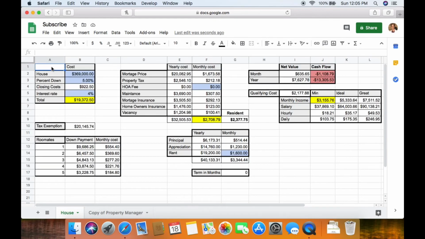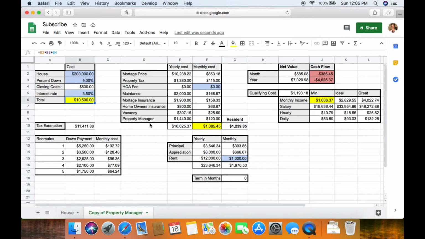Now, this is my pride and joy calculator right here. But there was one thing that it was missing. What if I wanted it for purely investments? What if I wanted to hire a property manager? And that changes a lot of things. So what I did is I made an entire separate copy of this and changed up just a couple things.